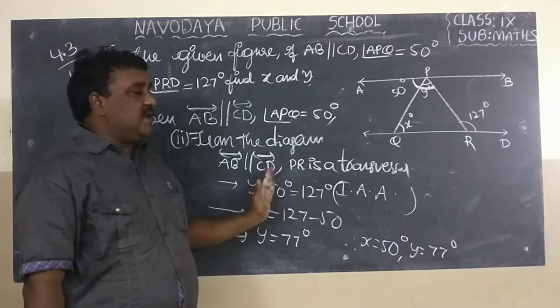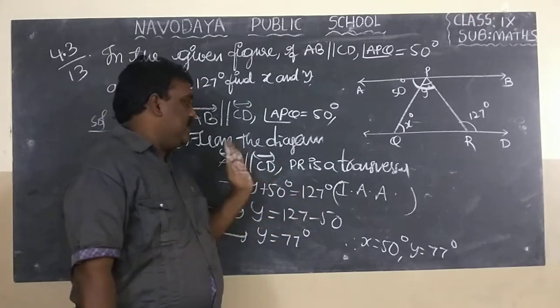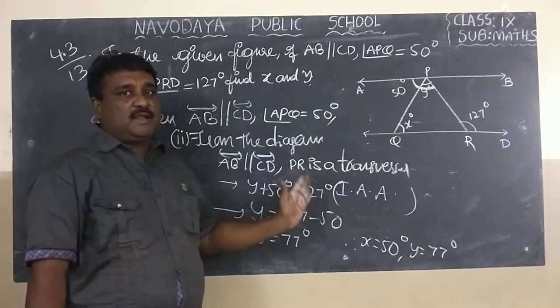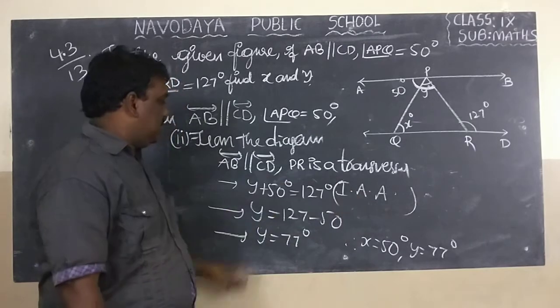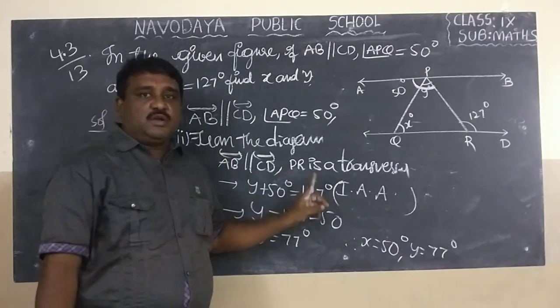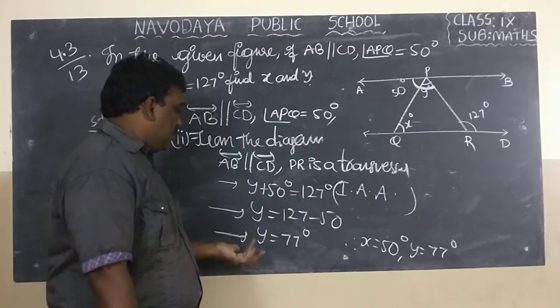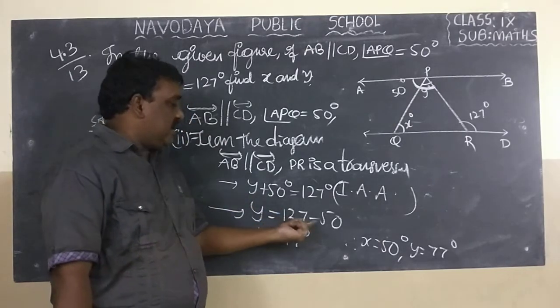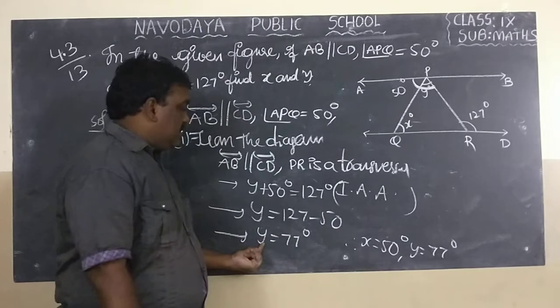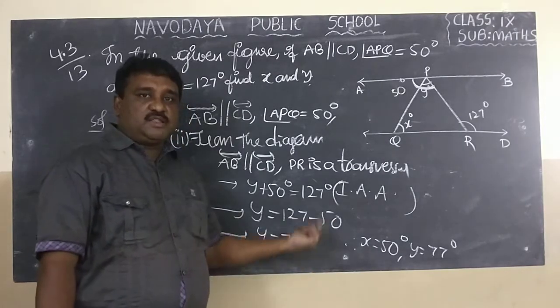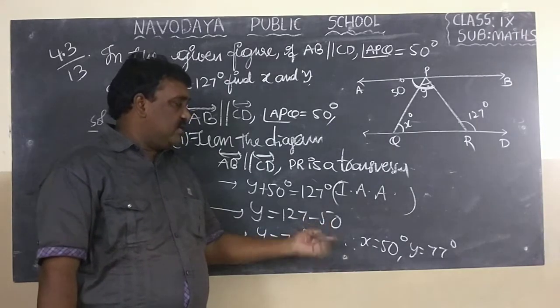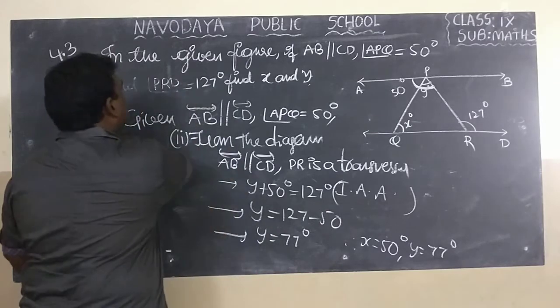So AB parallel CD, second part of the problem, finding the y value. AB parallel CD, PR is a transversal. Y plus 50 equal to 127, plus 50 is moving to the right side. Y equal to 127 minus 50. Y equal to 77. Therefore, x how much? 50. Y how much? 77. Write down.